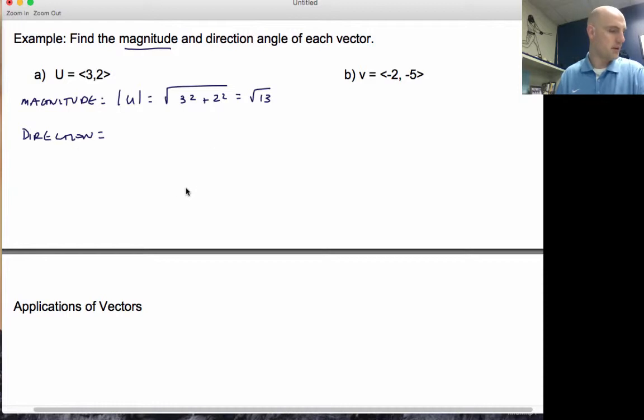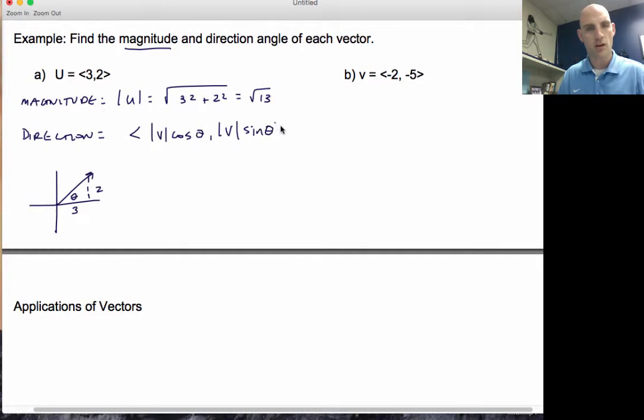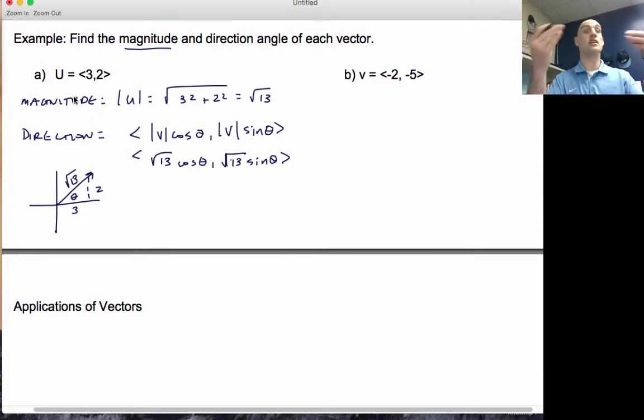So let me draw you a little picture here. Got my coordinate plane here. The vector 3, 2 would be up this way. So I've got 3 and 2, and this is my direction angle here. How do we find that? Well, my vector is the magnitude of v times the cosine of theta, comma, the magnitude of v times the sine of theta. So I know that this is root 13 cosine theta, comma, root 13 sine theta. But what's my theta? In order to find theta, I've got to figure out this angle here. If this is 3 and this is 2, this is root 13, that's the magnitude. All these things are tied together.